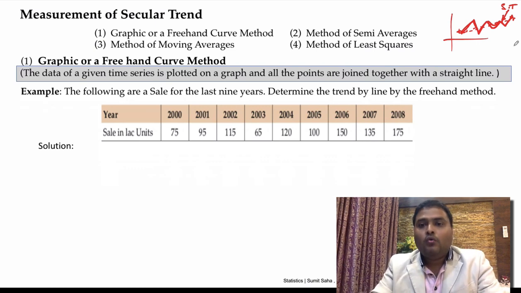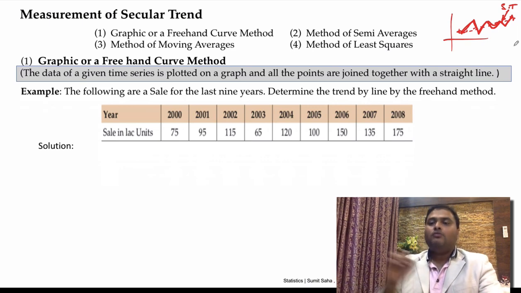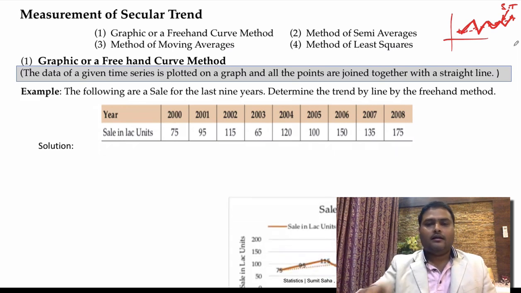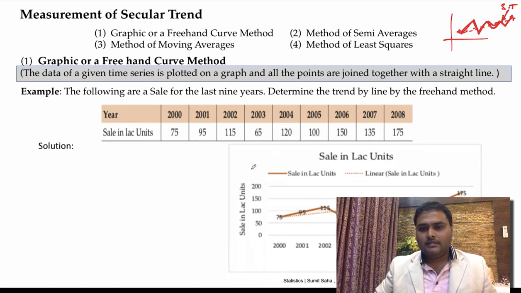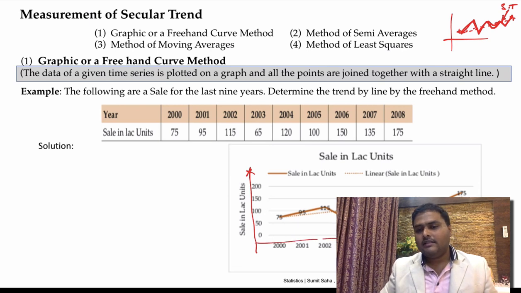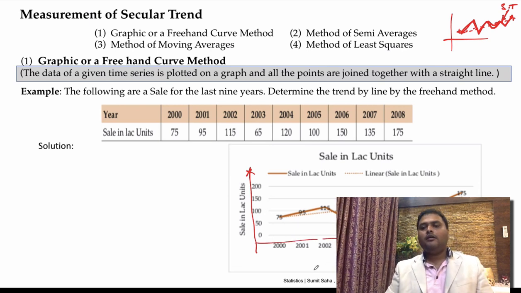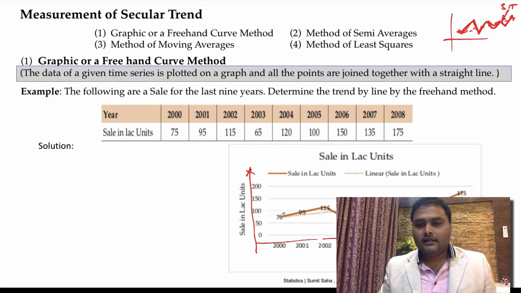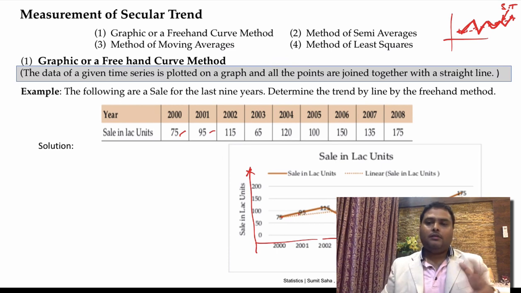Now what we need to do is determine the trend by this freehand method. That means we need to draw the secular trend line. It's simple: first, we plot the data on the graph. On this side I am mentioning the sales, and on this side is the chronological order. I am plotting 2000, 2001, 2002, 2003, and so on for the number of years. Against the respective years, I plot the given data, 75 lakhs, 95 lakhs. If I join these, I get this kind of up and down sales curve.